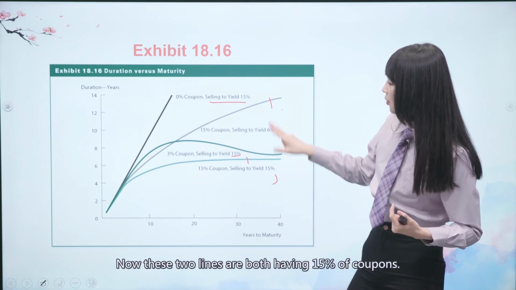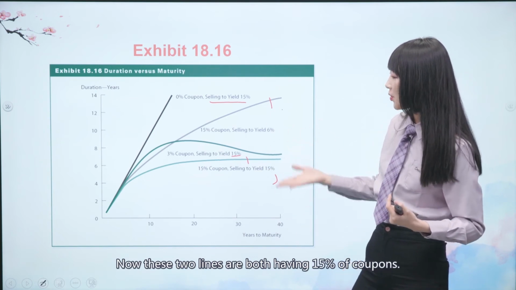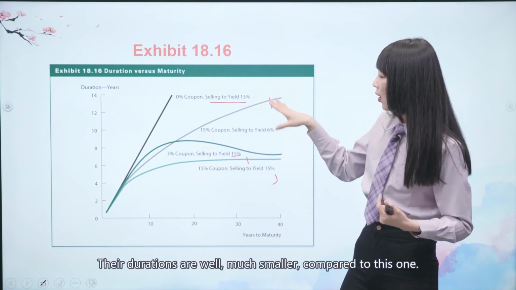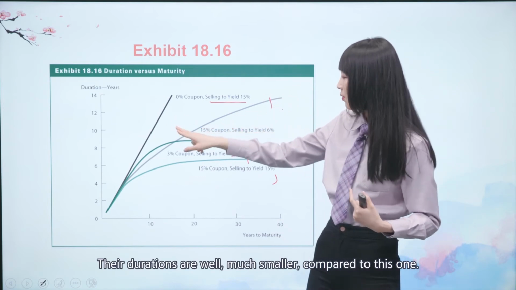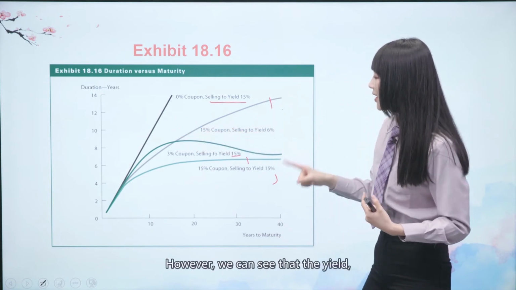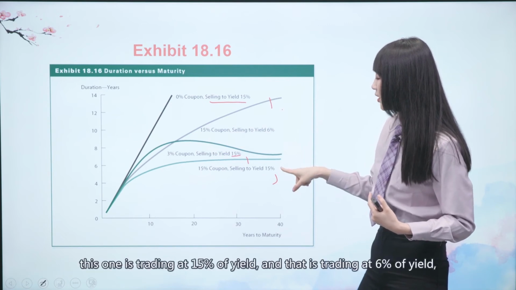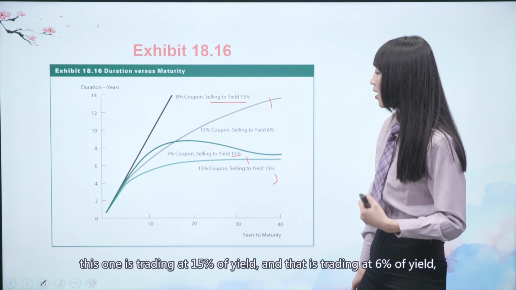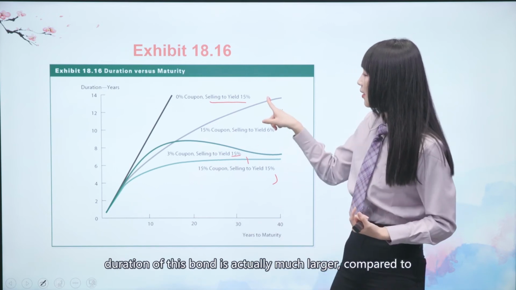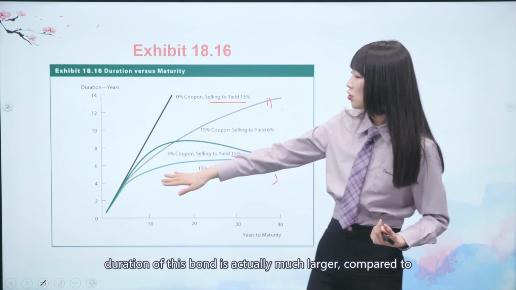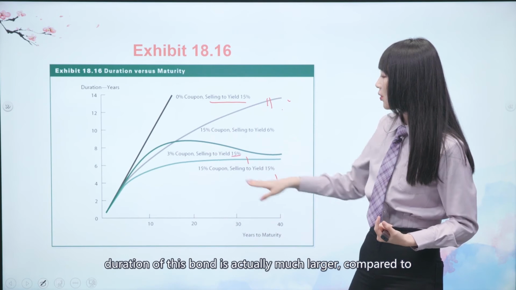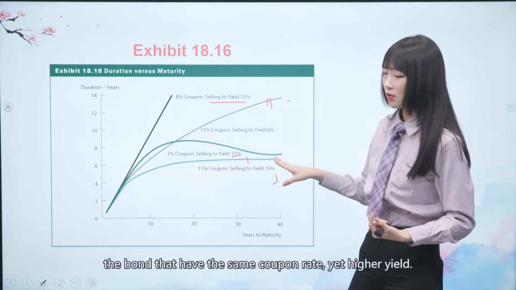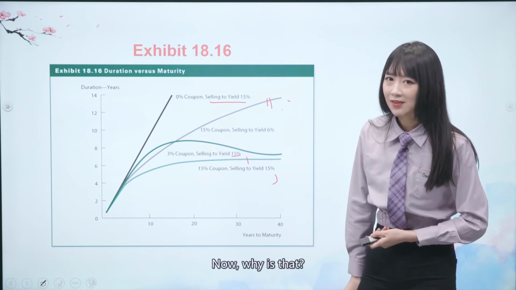Now, these two lines both have 15% coupons. Their durations are much smaller compared to this one. However, we can see that this one is trading at 15% yield, and that one is trading at 6% yield. The duration of this bond is actually much larger compared to the bond that has the same coupon rate yet higher yield. Now, why is that?